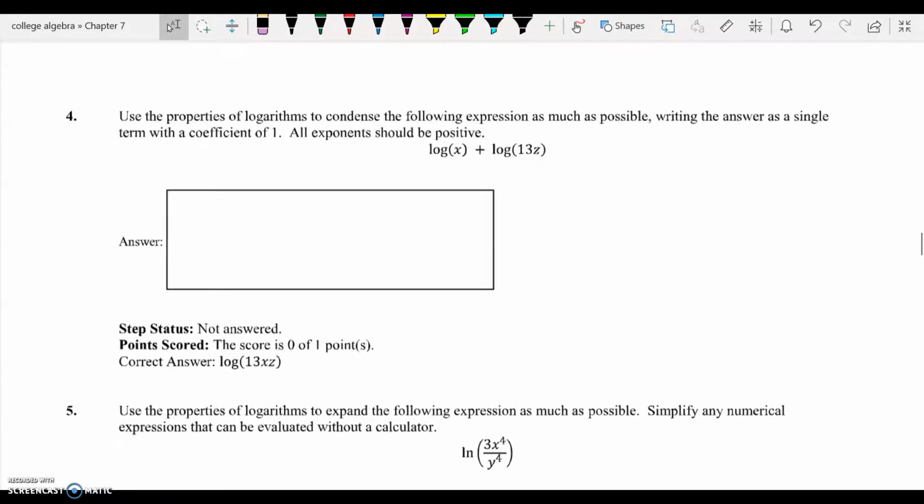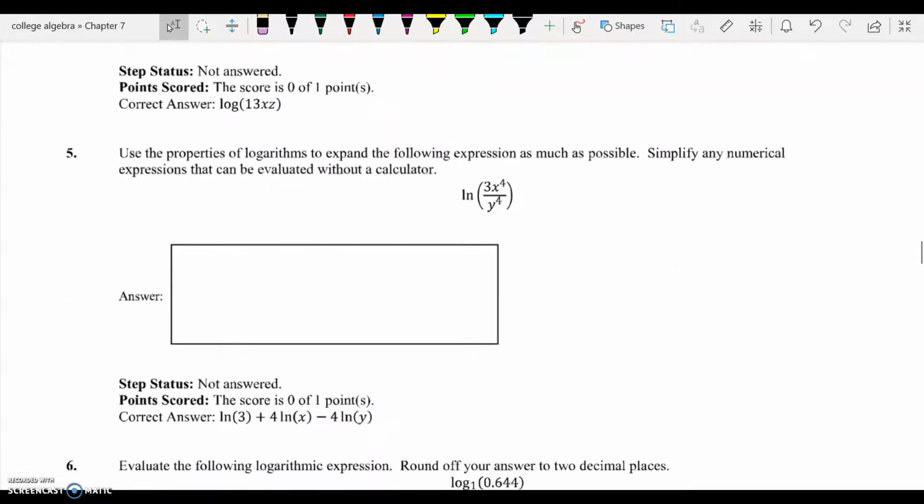Number 4. This one's actually pretty easy because we did examples like this. I'm just multiplying them. Number 5, same thing, you're just splitting it up. We did examples like this. So I'm going to do natural log of 3 plus 4 natural log of x minus 4 natural log of y. And the reason why the exponent goes out front, you just got to watch out for that.